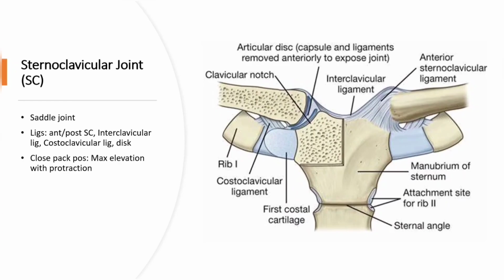Now let's focus on each joint. The first one, the sternoclavicular joint, is a saddle joint. The important ligaments are the anterior and posterior sternoclavicular ligament, the interclavicular ligament, and the costoclavicular ligament. It has 2 bundles, an anterior and a posterior bundle. And also between the sternum and clavicle, we have a disc. The close-packed position of the sternoclavicular joint is maximum elevation with protraction.